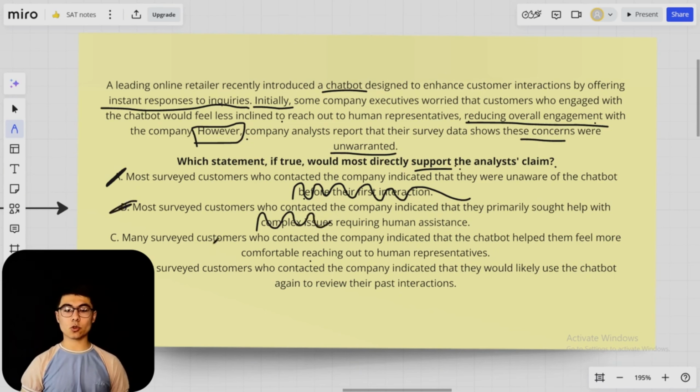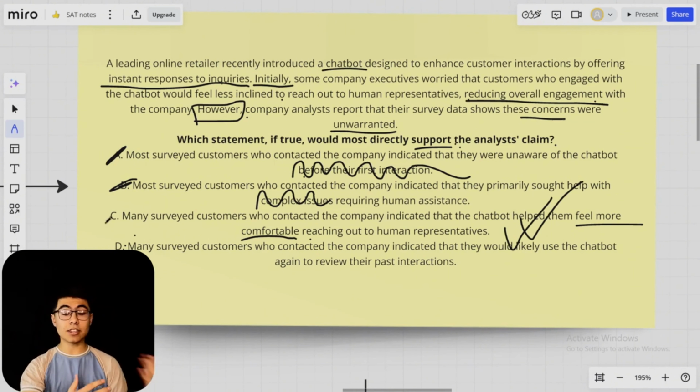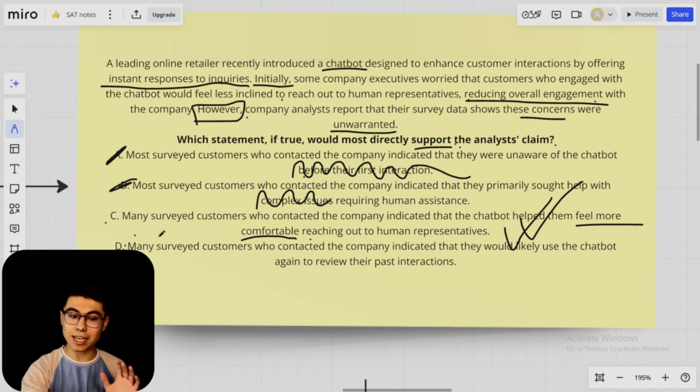Choice C: many surveyed customers who contacted the company indicated that the chatbot helped them feel more comfortable reaching out to human representatives. Yes, that's the exact same thing that the passage says. It increases overall engagement. And engagement could be feeling more comfortable reaching out to human representatives of that company. So yes, that's the best choice here. Choice C is the answer, but still, let's have a look at choice D and prove why D is also wrong.